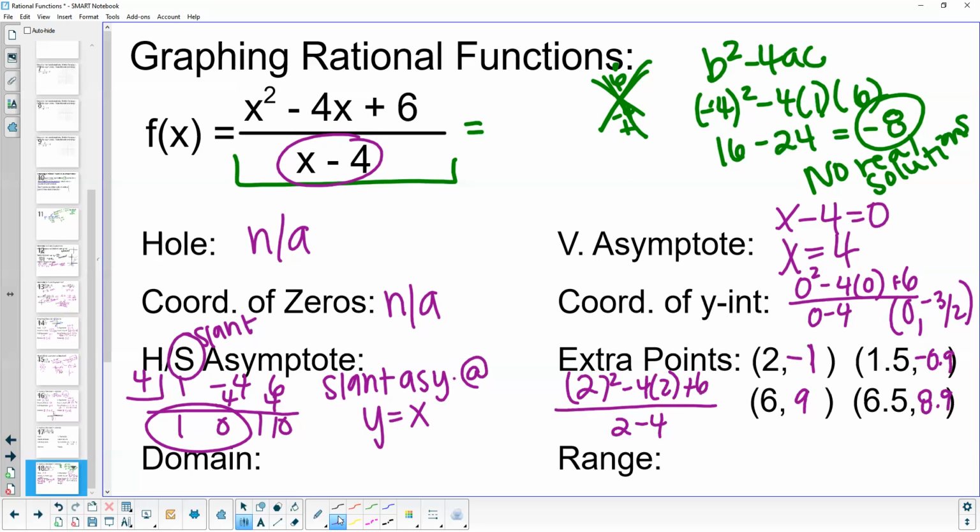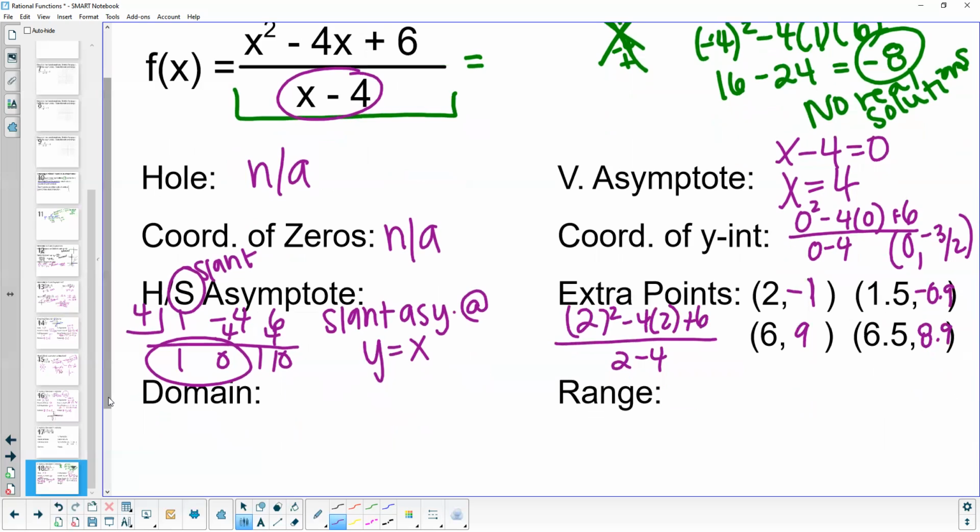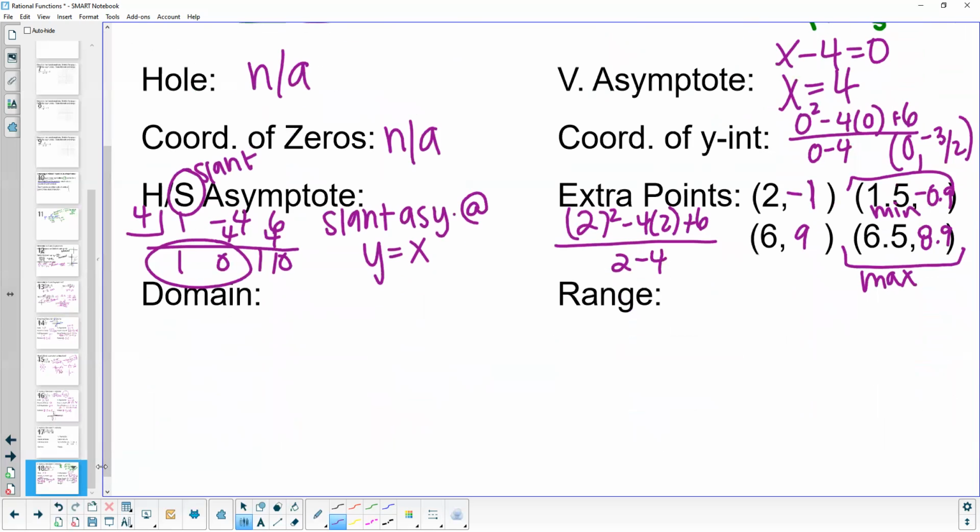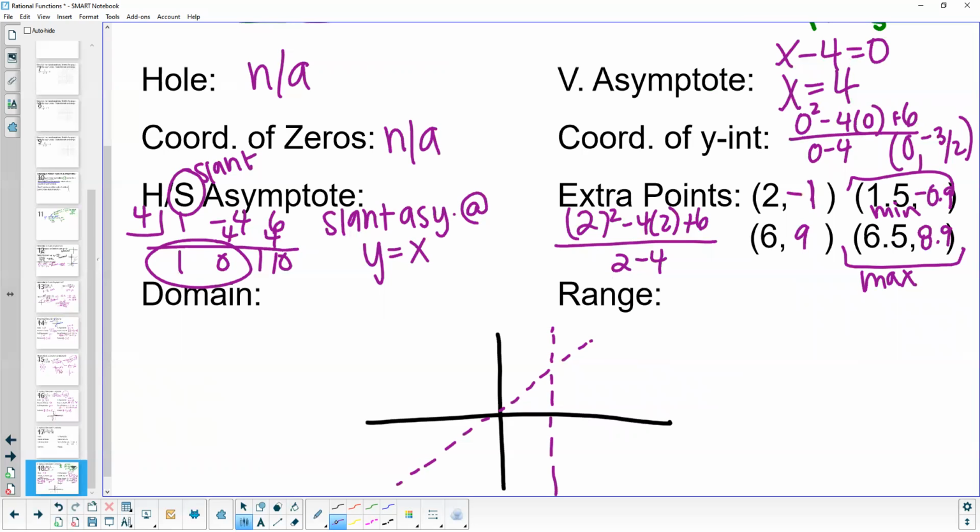Now, as we graph this, it's super important to recognize that this point here is going to be a maximum value, and this one here is going to be a minimum value. That's kind of where our function stops. As I mentioned before, if we have a slant asymptote, we want to wait to do our domain and range until after we've graphed it, to make sure that we're confident in where it goes. So we have a slant asymptote at y equals x, and we also have a vertical asymptote here at 4. Okay, so we have our two asymptotes.